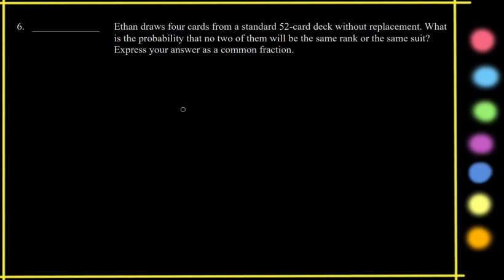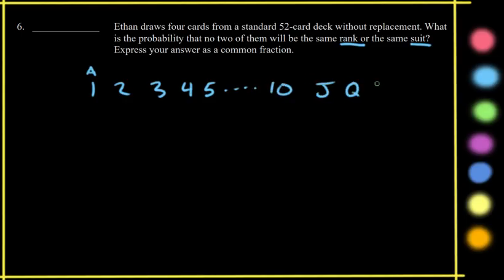This says Ethan draws 4 cards from a standard 52 card deck without replacement. What is the probability that no 2 of them will be the same rank or the same suit? Okay, rank means like the number or the face, right? So the ranks are 1, 2, 3. I guess the 1 is an ace, right? Ace, 2, 3, 4, 5, all the way up to 10, and then you've got Jack, Queen, King, right?